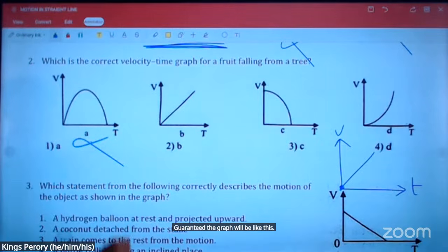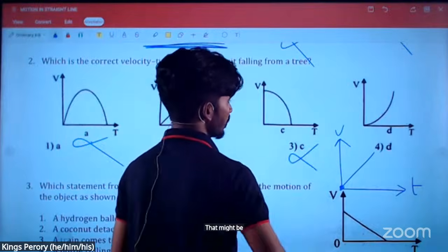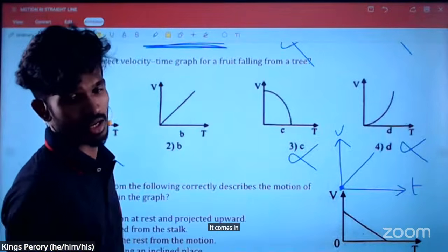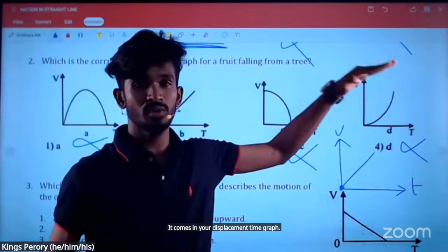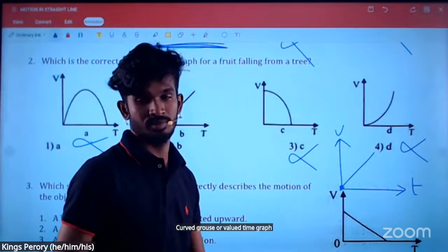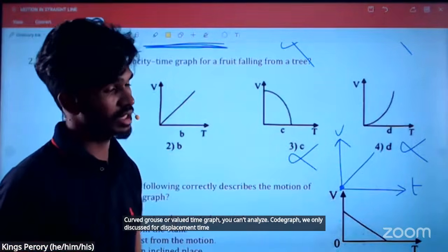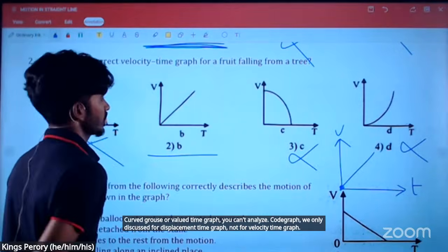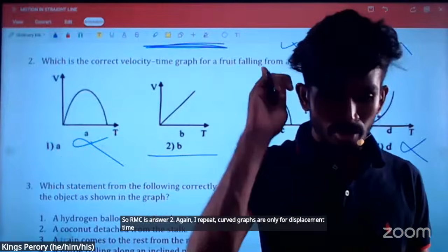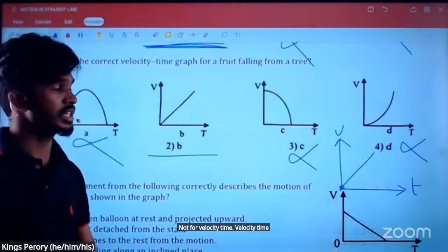Not this, we never discuss these types of graphs. We don't talk about curved graphs in VT graph. It comes in your displacement time graph. This curved graph you can't analyze at your level. Curved graphs we only discuss for displacement time graph, not for velocity time graph. So the answer is answer 2. Again I repeat, in velocity time, we always discuss straight lines.